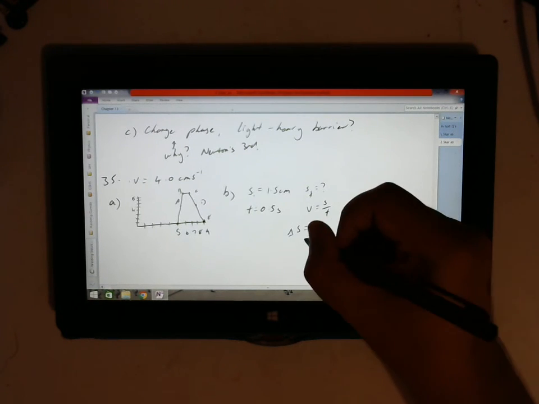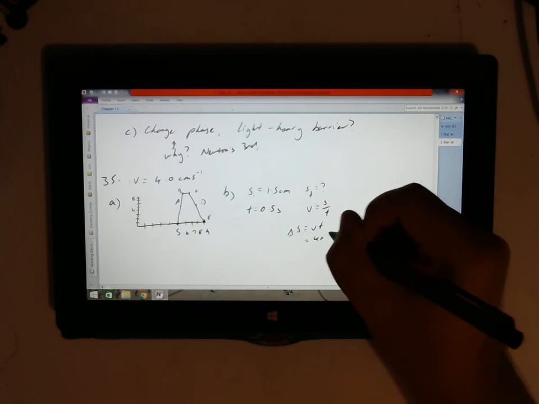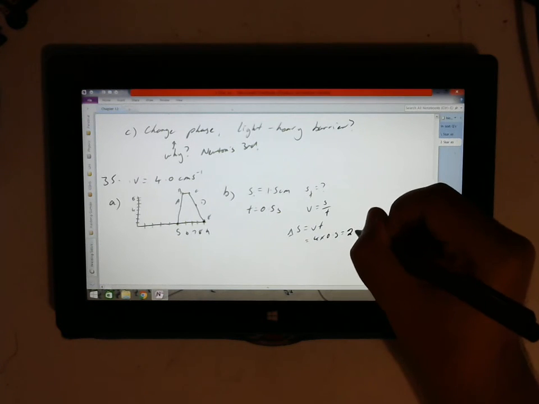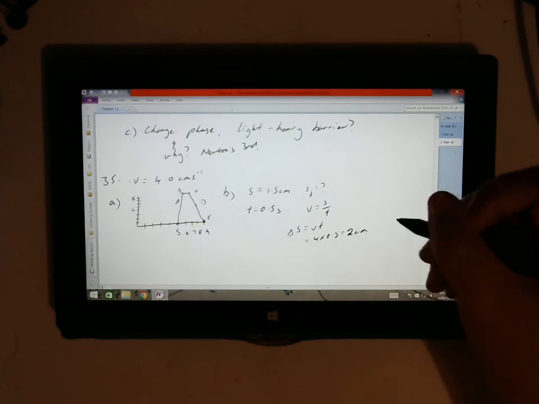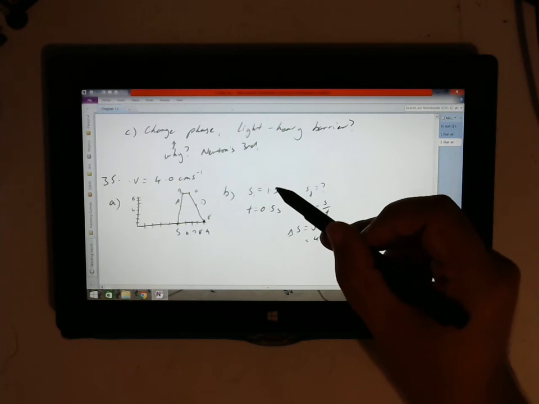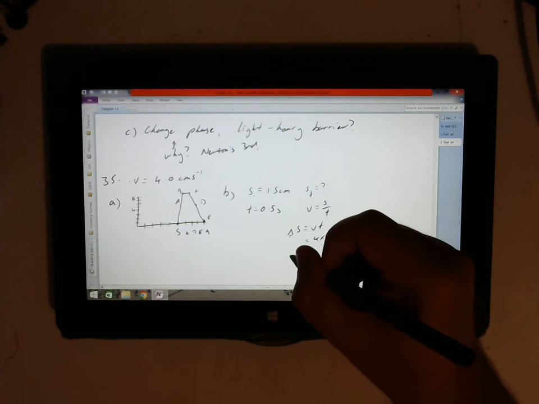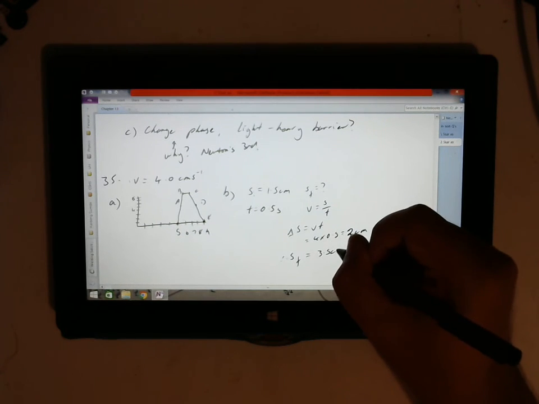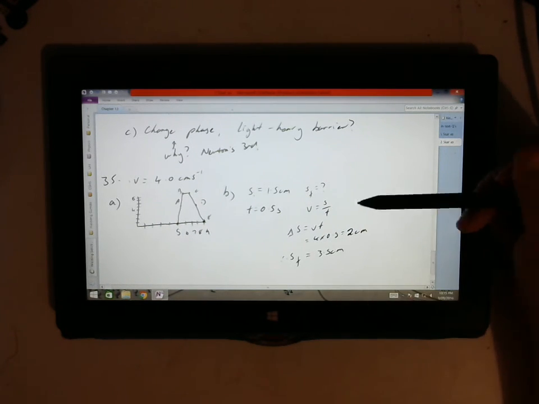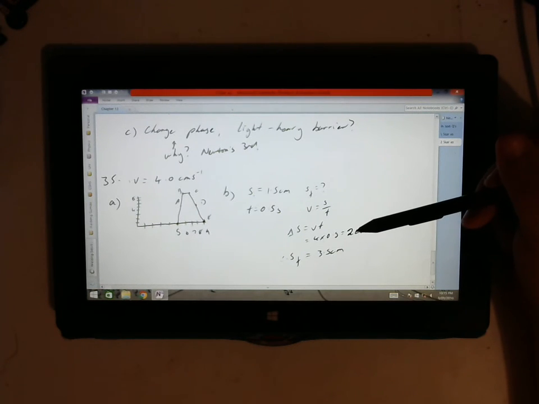We've got our V and T, let's substitute that in. 4 times 0.5 equals 2 seconds, sorry, not 2 seconds, 2 centimetres. So therefore, if I add 2 centimetres to that, SF equals 3.5 centimetres. And all this working out is really not necessary for this sort of question.